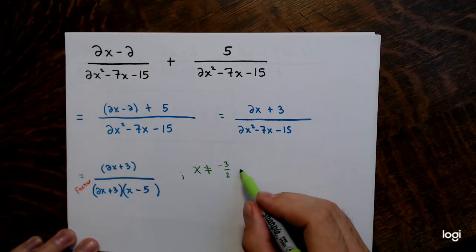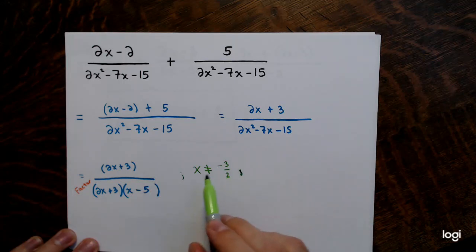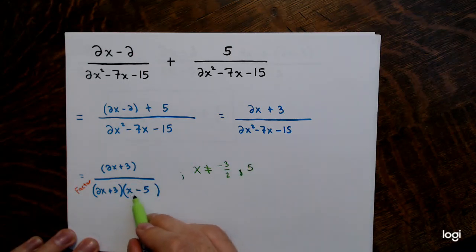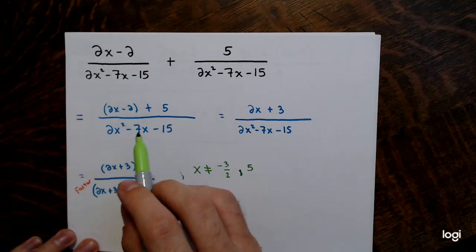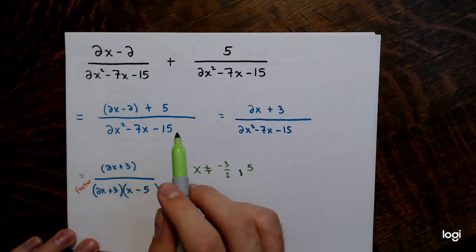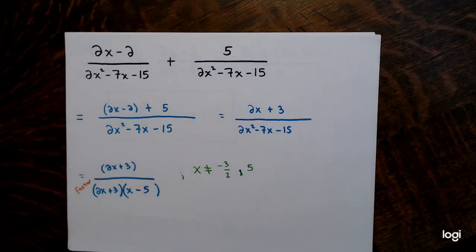Not only can x not be negative 3 halves, but it also cannot be 5, right? You have x minus 5 there. If x were 5, you'd have 5 minus 5. You'd have 0 here, which would make the whole denominator 0. And you could also check up here, right? This expression is the same as this product. And if you plug 5 in here and here, you'd get 0 again.